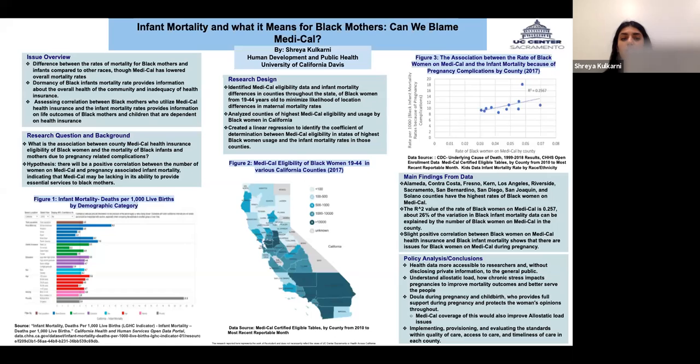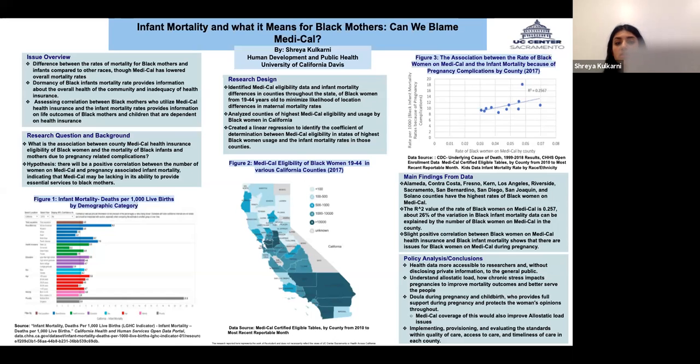I then found the coefficient of determination through a linear regression, with about 26% of the variation in Black infant mortality data explained by the number of Black women on Medi-Cal in the county. And so this slight positive correlation between Black women on Medi-Cal and Black infant mortality shows that there may be issues for Black women on Medi-Cal during pregnancy. And so my research confirmed my hypothesis.